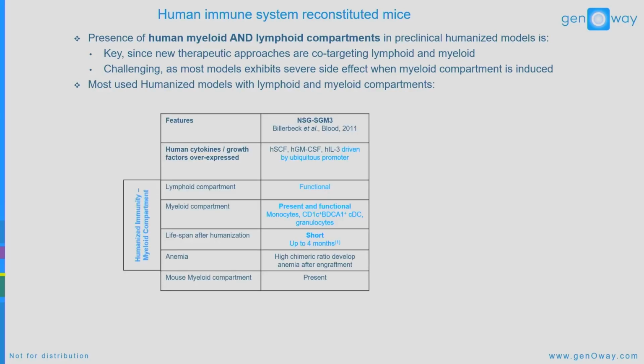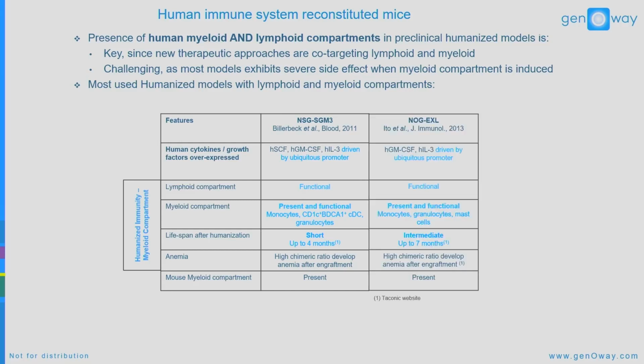These are the models which are the most known in the field and the most published. The NSG-SGM3 model has been developed several years ago. It overexpresses 3 human cytokines, namely SCF, IL-3, and GM-CSF, which will indeed drive the development of human myeloid cells together with the human lymphoid cells. Myeloid cells will be present, but the main limitation of the model is the lifespan. The lifespan of the model is rather short, around 4 months, and the higher is the chimerism rate, the more human cells you have in your model, the shorter is the lifespan of these animals.